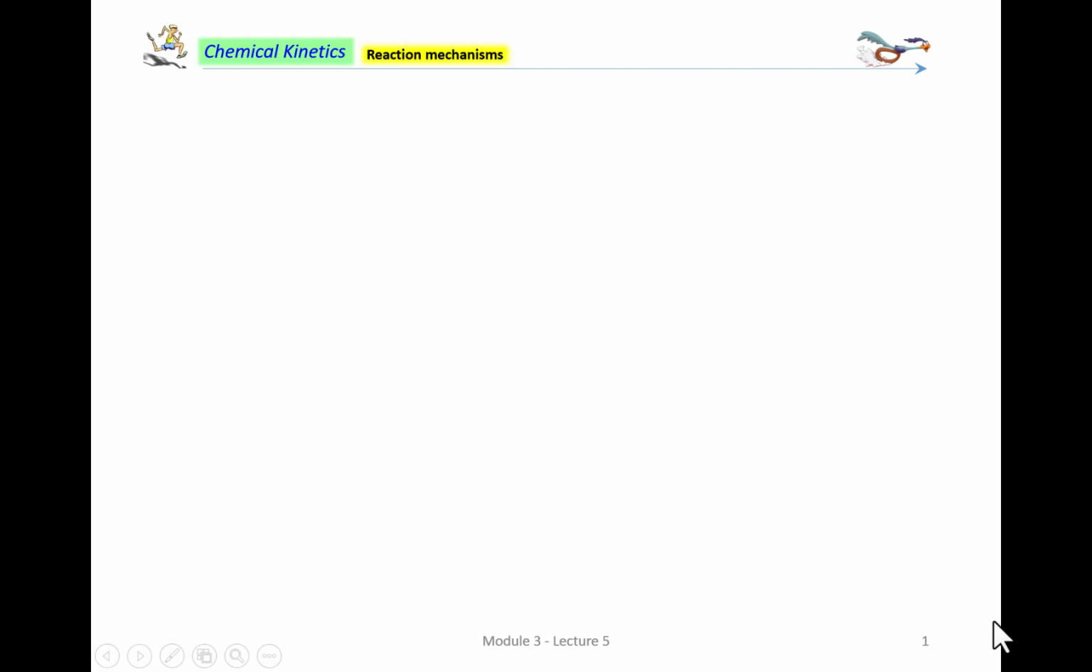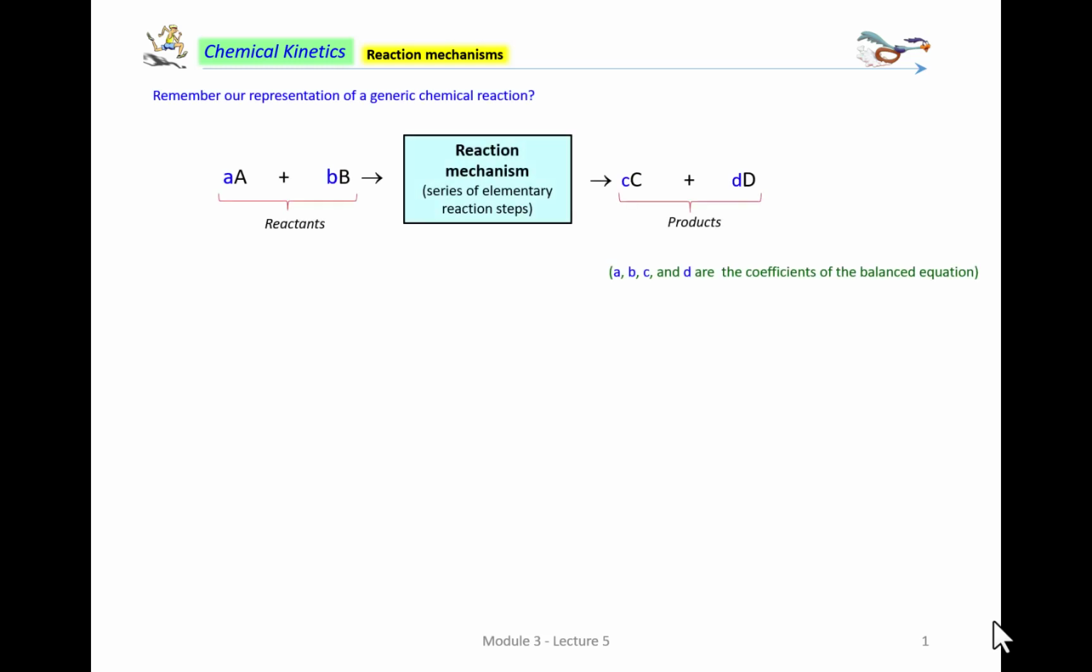In the final lecture of this module, we want to focus on reaction mechanisms. Remember our representation of a generic chemical reaction where we wrote some reactants, A and B, go to products, C and D, and in the balanced reaction, there would be coefficients, which are in blue here. And when we first wrote out this generic chemical reaction, we put this reaction mechanism box in the middle, which we said was a series of elementary reaction steps.